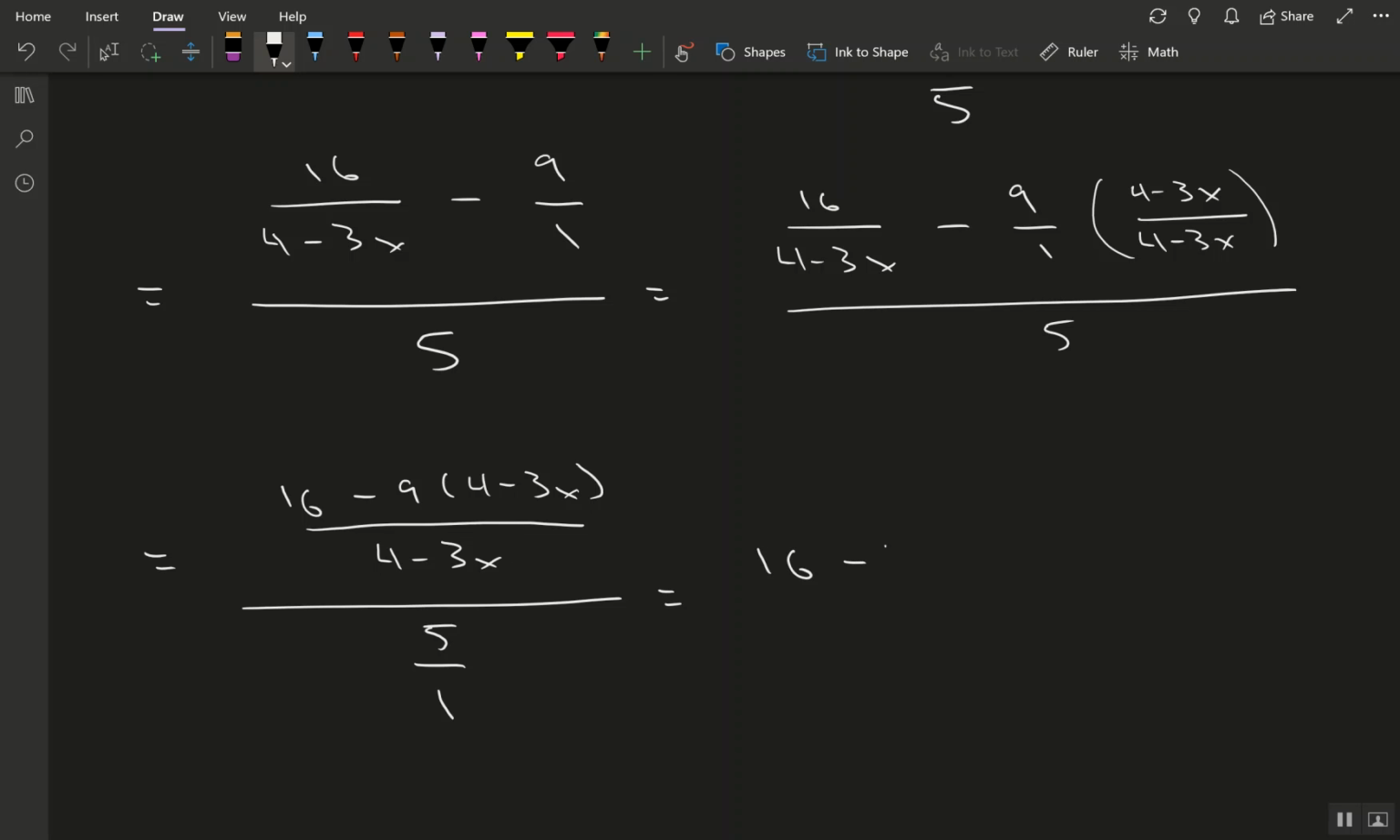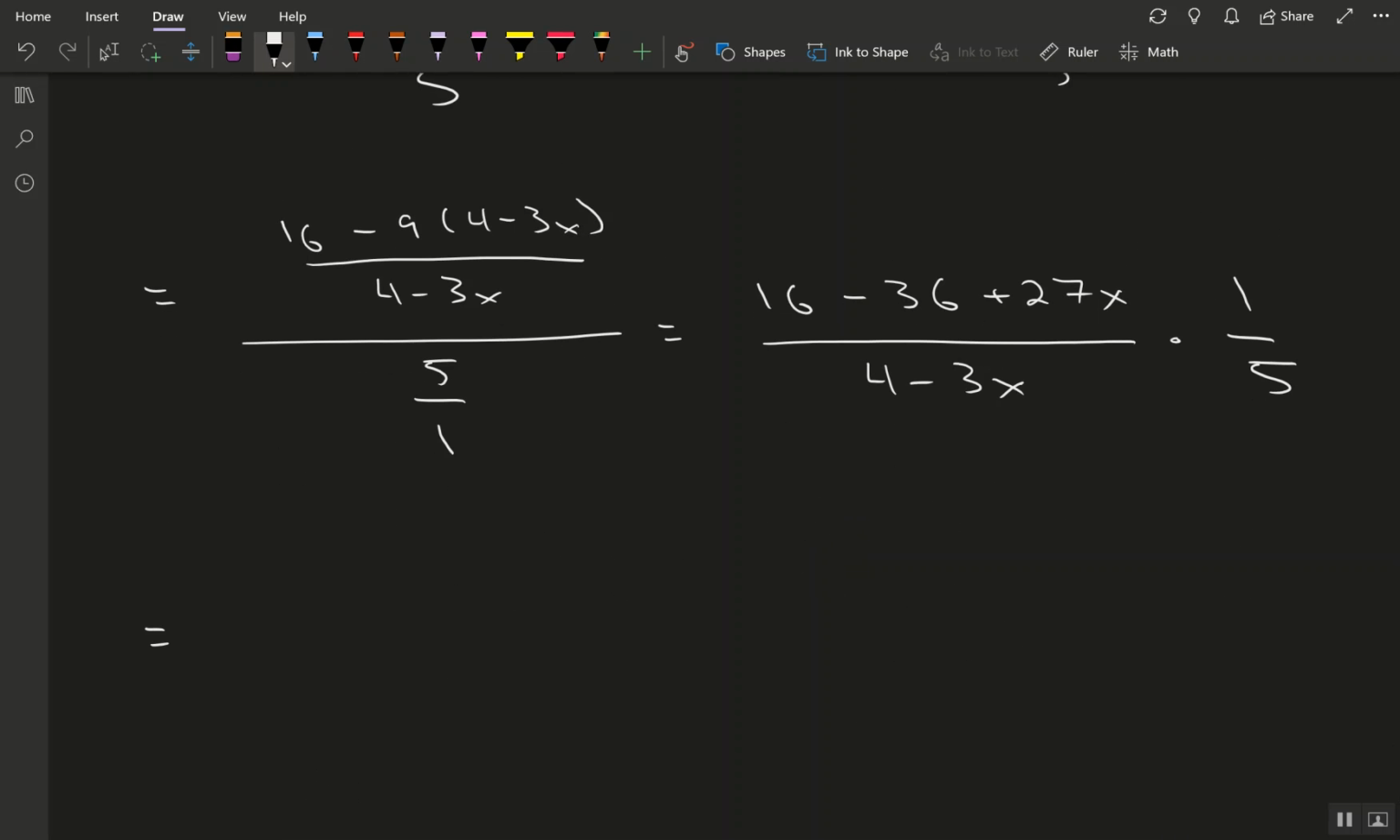So then I guess we'd multiply by the reciprocal and distribute at the same time. So what's that? Minus 36 plus 27x. Oh, good luck with that. All over 4 minus 3x times 1 over 5. Okay, the reciprocal, right? So you've got to know that game. And then here, 16 minus 36 is negative 20, so we get negative 20 plus 27x all over 4 minus 3x.